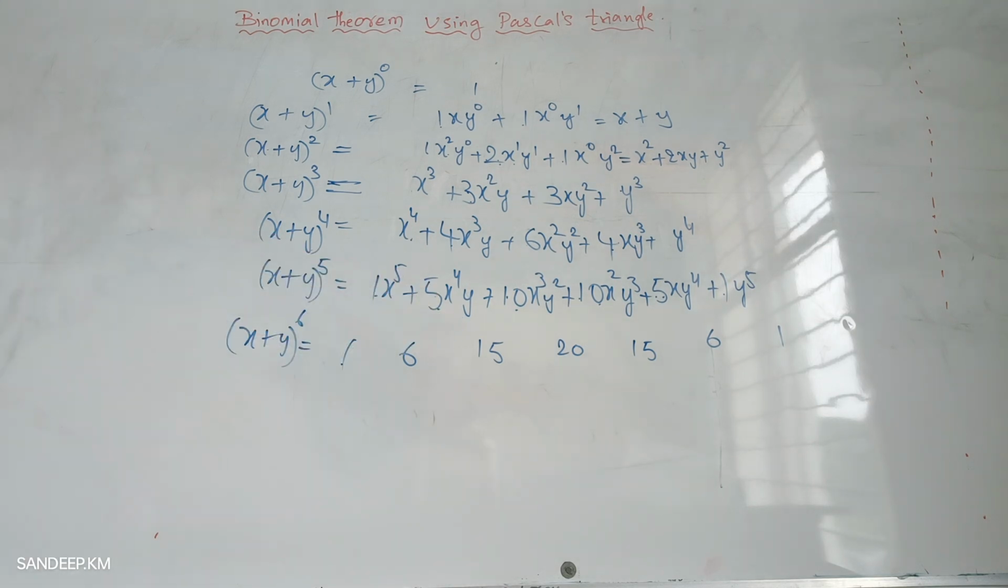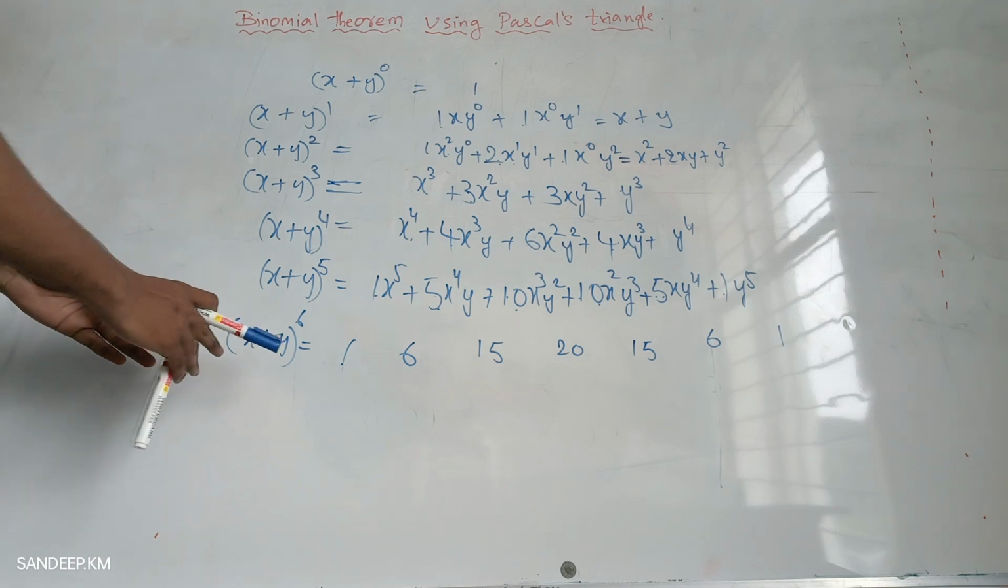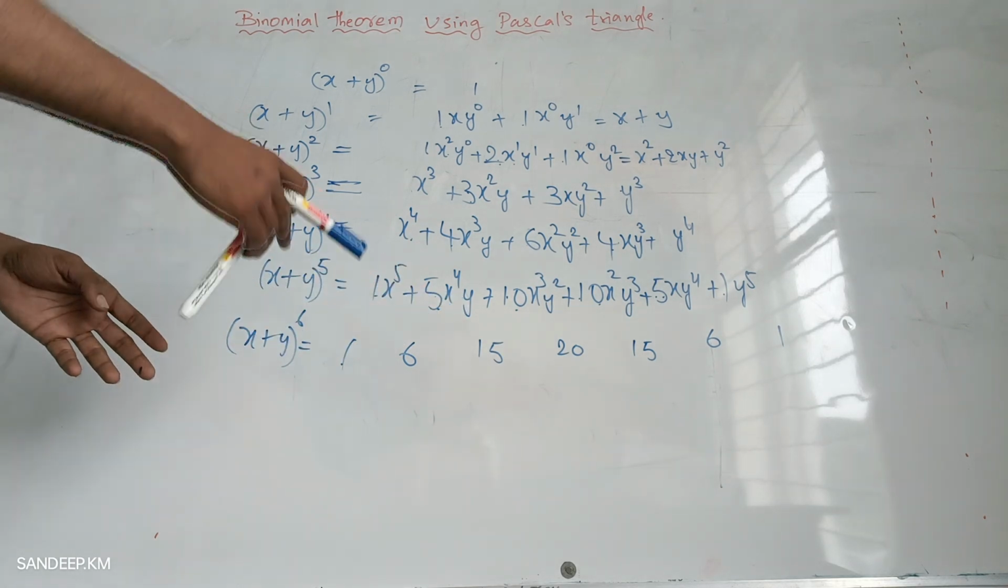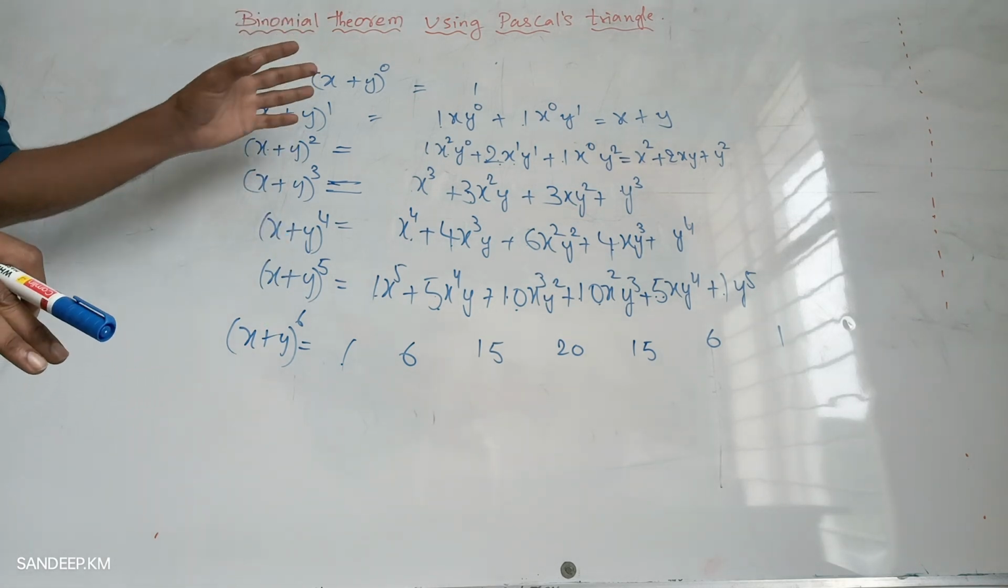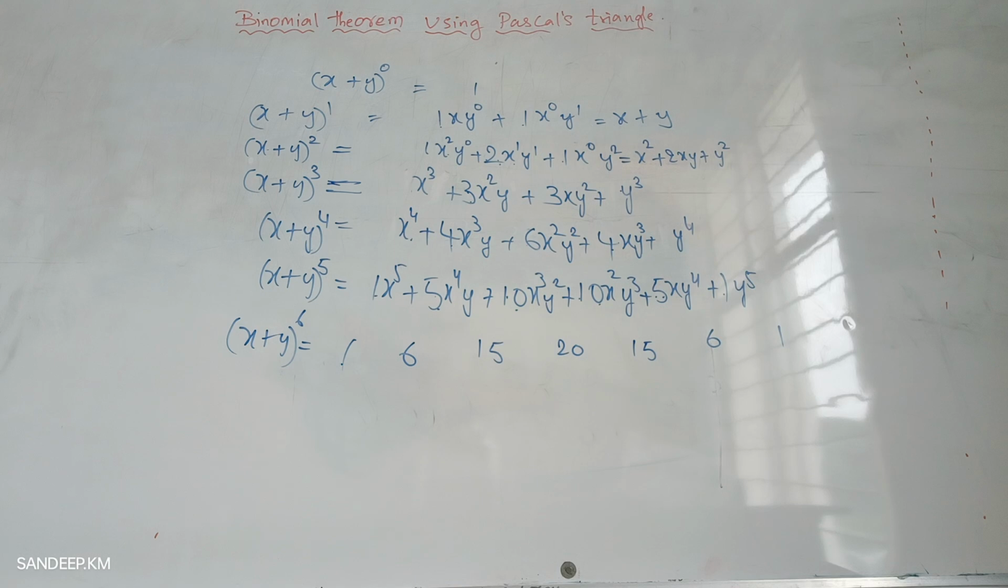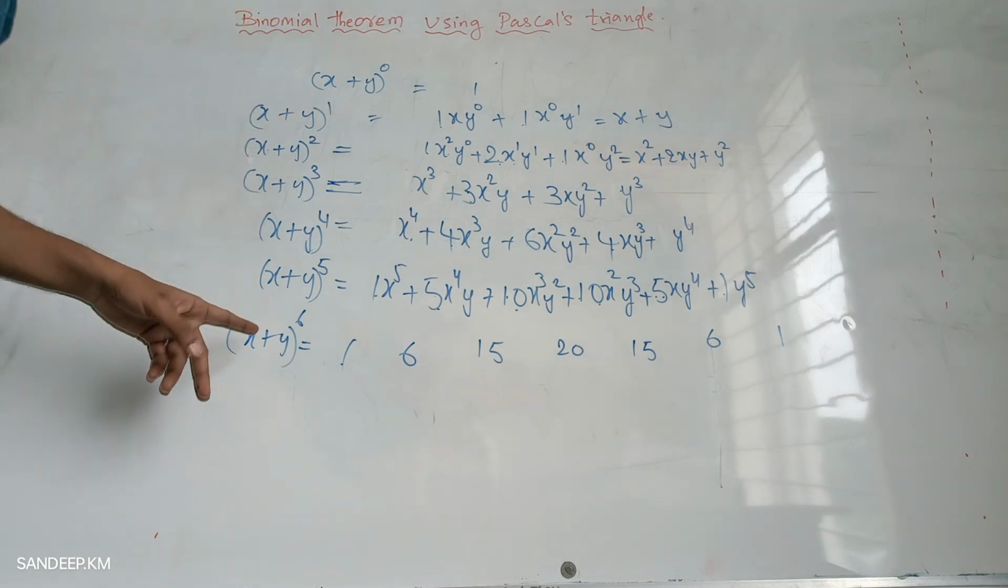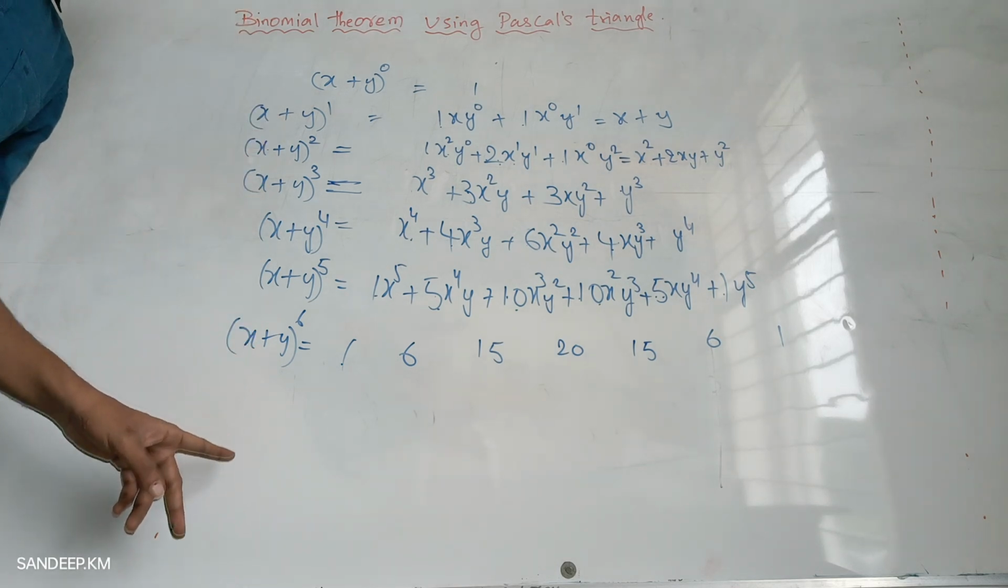These are the coefficients. Okay, so using Pascal's triangle, observe one thing. Instead of the tedious expansion of (x + y) into (x + y) into (x + y) and so on, Pascal's triangle makes the expansion easier. Correct or not? I can easily find the expansions and I can keep on moving.